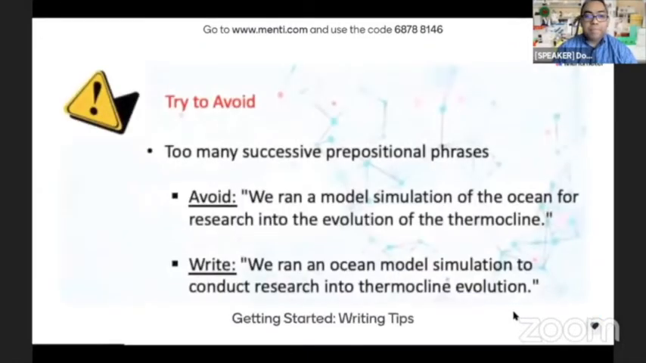Okay? Okay, too many successive prepositional phrases. So, for example, we ran a model simulation of the ocean for research into the evolution of the thermocline. Okay? So, better, we ran an ocean model simulation to conduct research into thermocline evolution. Di ba? Mas maayos, mas magandang basahin yun. Okay?